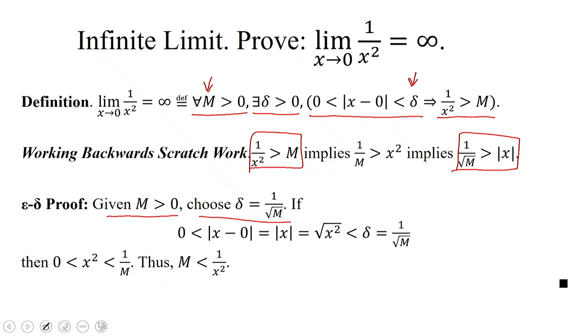And if 0 is less than absolute x minus 0, which equals absolute x, is now going to equal the square root, this is the definition of absolute value, the square root of x squared is less than delta, which equals 1 over the square root of m. Squaring both sides, we have that x squared is less than 1 over m. And so, in turn, cross multiplying, we get the fact that 1 over x squared is bigger than m, which is what we needed to show. And that completes the proof that we wanted here.